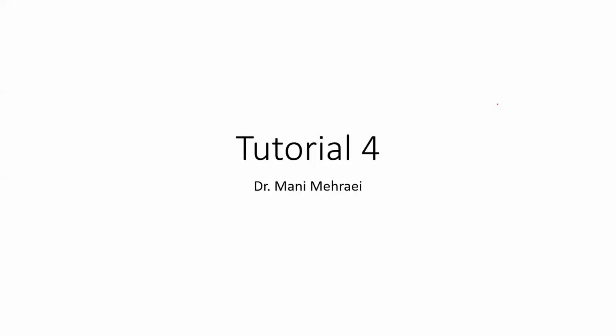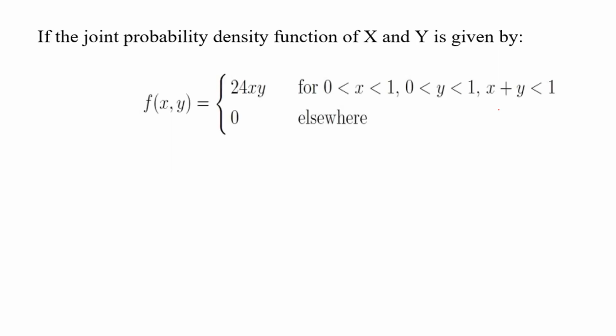Hello everyone. Today we will practice with probability density function of continuous distributions. So here's the question. If the joint probability density function of x and y is given by, so this is the way we can show the joint probability density function based on two variables. Both of them are continuous random variables, x and y.